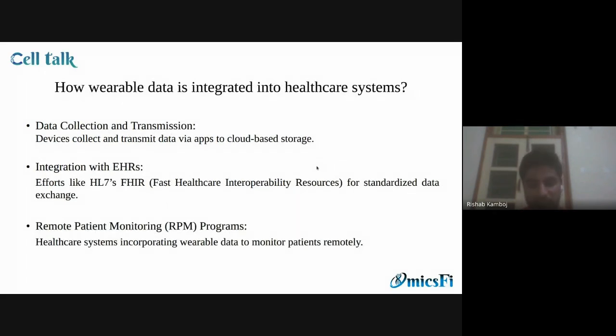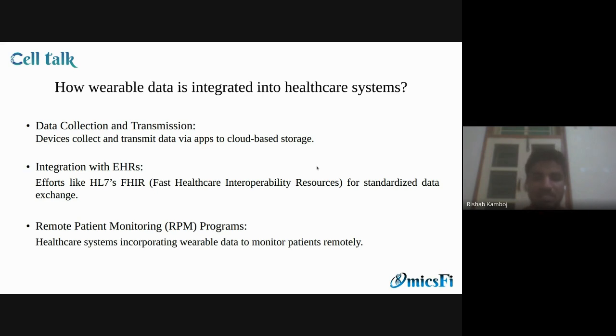And how is the wearable data that we provide integrated into the healthcare systems? The first process is devices collect and transmit the data via apps to cloud-based storage. Another thing is there are various efforts like EHRs, electronic health records, integrating all that data into a single database. Efforts like these are going on for standardized data exchange. Another thing is healthcare systems incorporating wearable data to monitor patients remotely. That is remote patient monitoring programs.